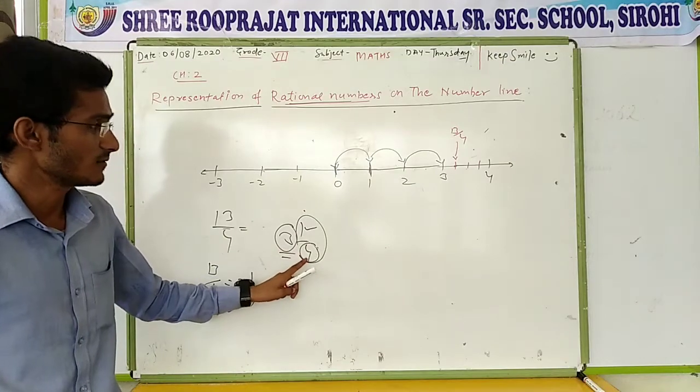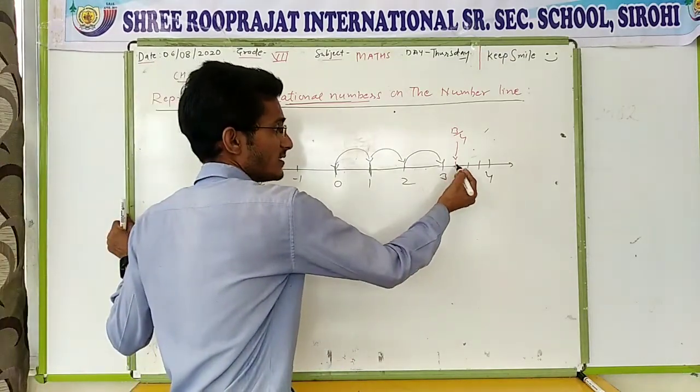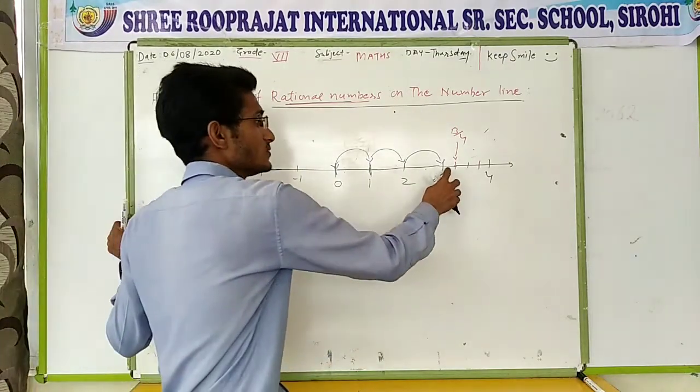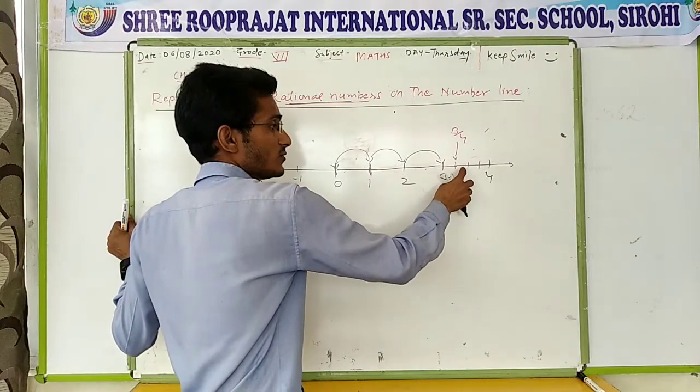Now for the next part, you have to divide into 4 parts. So we divide into 4 parts. For 4 parts, you have to draw only 3 lines. So 1, 2, 3 lines. It will now be 4 parts: 1, 2, 3 and 4.